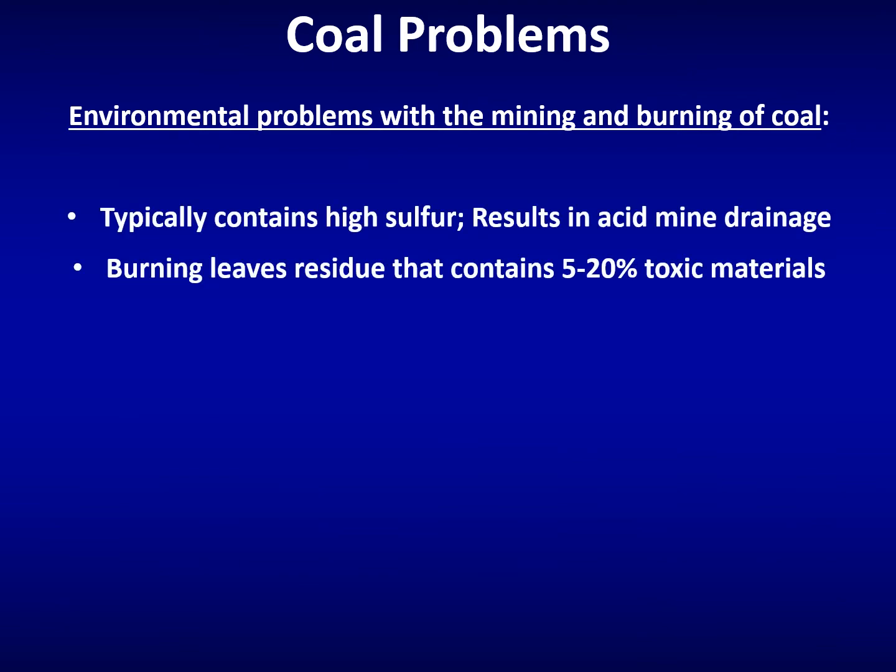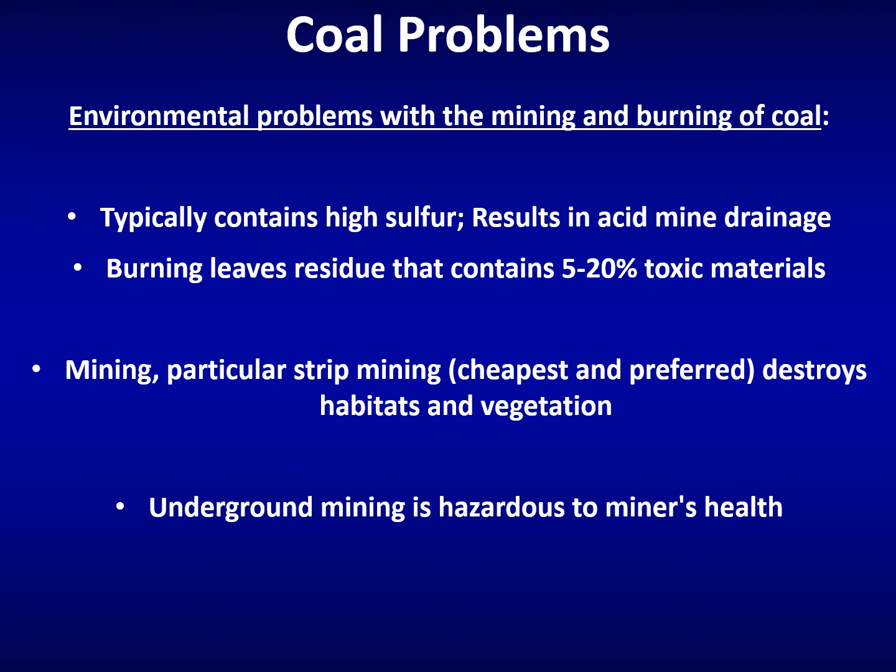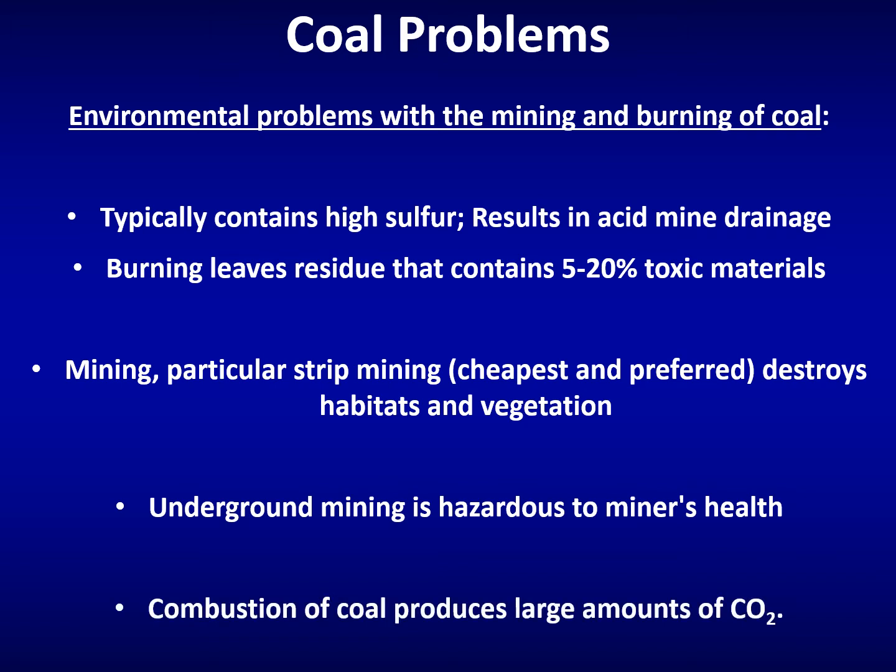One of the reasons that coal fell into disfavor in the 20th century was because of some of the problems associated with it, particularly environmental problems in mining. Coal typically contains high sulfur contents. It results in acid mine drainage. Burning coal leaves a residue that contains about 5 to 20% toxic materials. Of course, mining destroys habitats when we look at strip mining. And underground mining is, of course, hazardous to miners' health, and we've seen many examples of that. And combustion of coal produces an increase in the amount of carbon dioxide in the atmosphere, which is, of course, something we're trying to reduce.